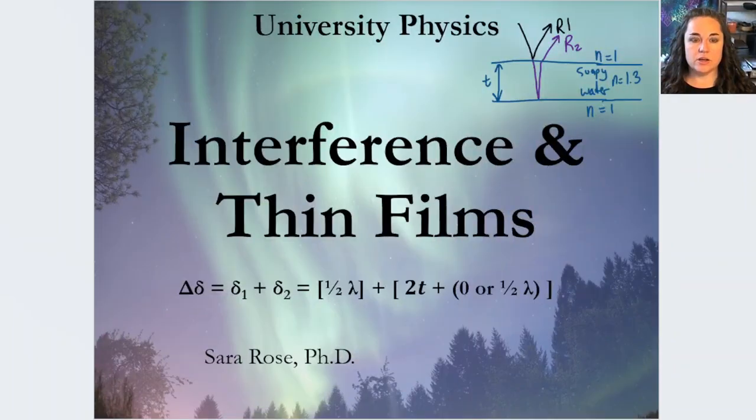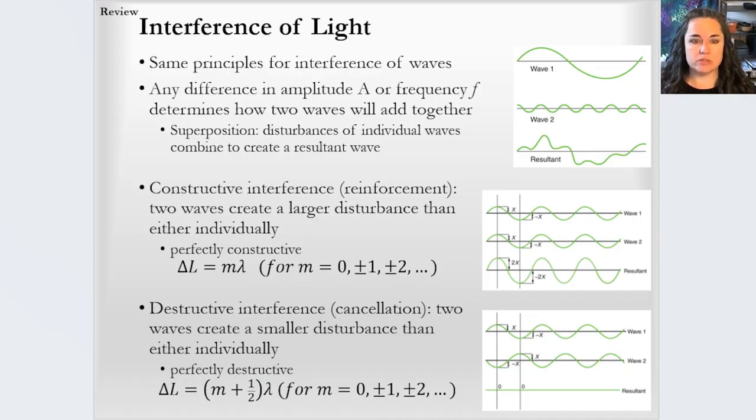This is a lesson on interference in thin films in the university physics unit of light, the wave nature of light. We're piggybacking this lesson on what was understood of interference of light. This started with interference of waves in Physics 2 material.